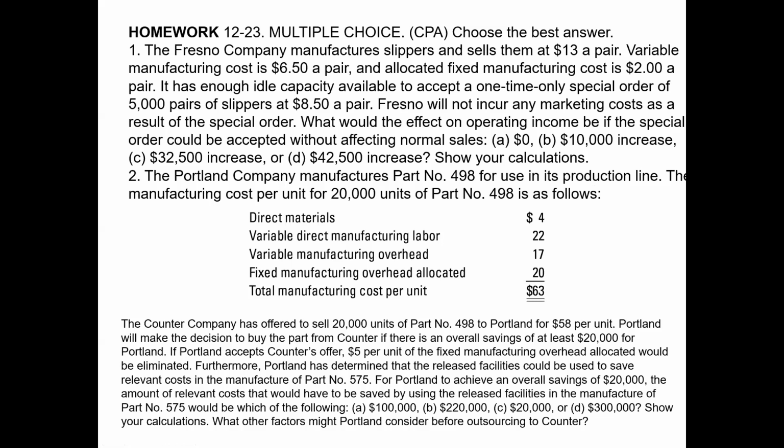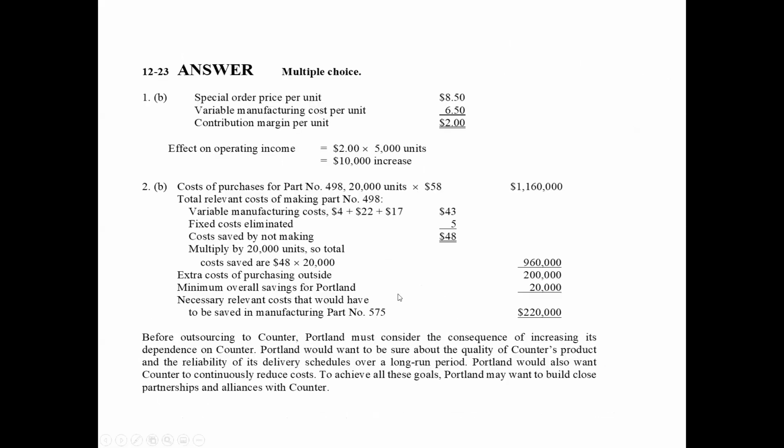That means it would be eliminated for the company as a whole, including for this part. So of that 20, 5 now becomes relevant. So the cost saved by not making would be $48. We wouldn't be incurring that 48. We would multiply that by 20,000 units because this is on a per unit basis. So the cost savings, $48 times 20,000 units, would be $960,000. The difference then, the extra cost of purchasing outside, is $200,000.